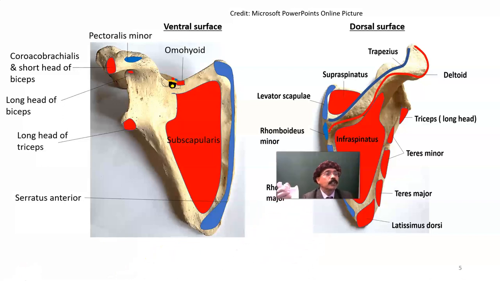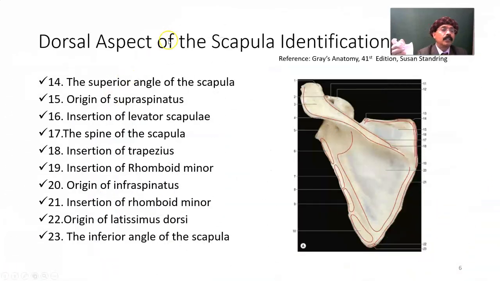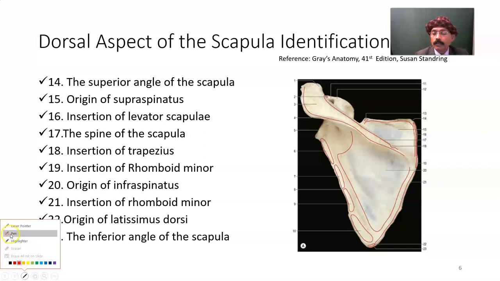Okay, we got that. Now we'll go to the next slide. Again, I request everyone to match the answer key with the structure. Like the insertion of rhomboid minor, number 21 here. Rhomboid minor insertion should be 19, and here it should be rhomboid major, 21. Rhomboid major origin will be 21.